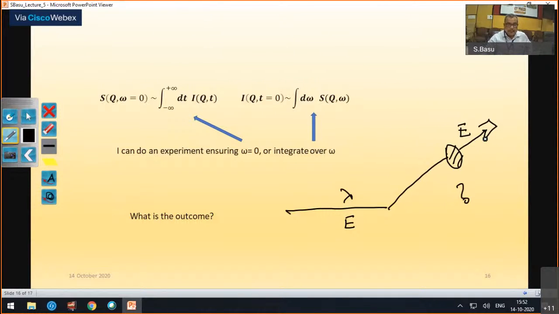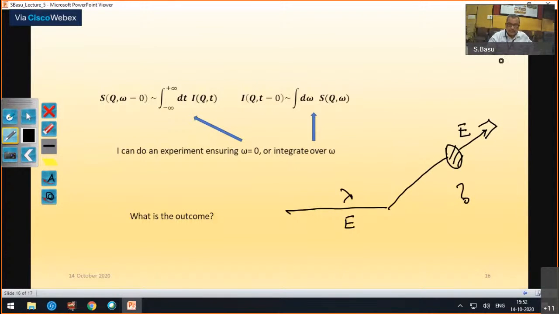That gives me the integrated picture, the time integrated picture of the system. That means it integrates over all time and gives me this. This is what quantum mechanics says.